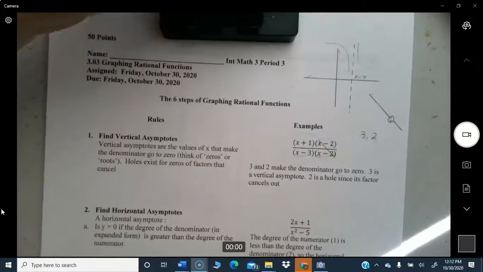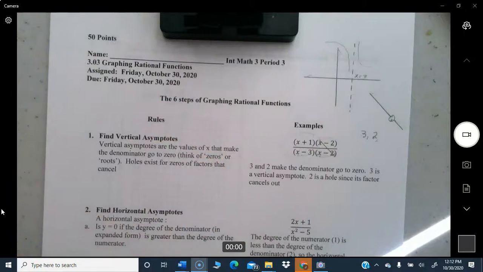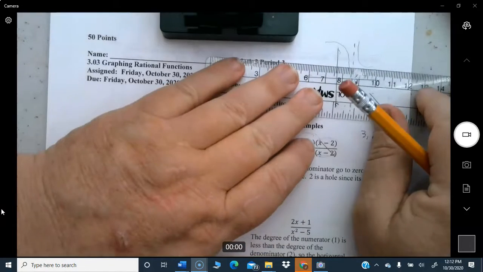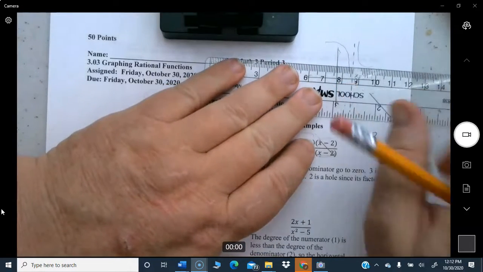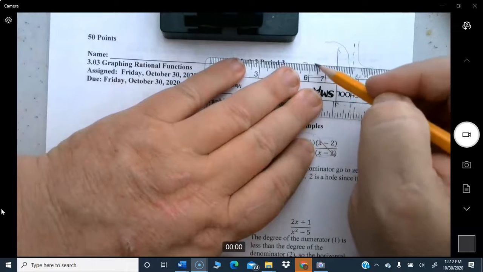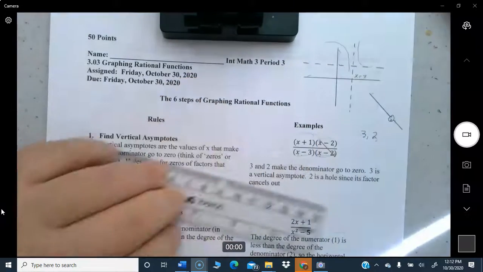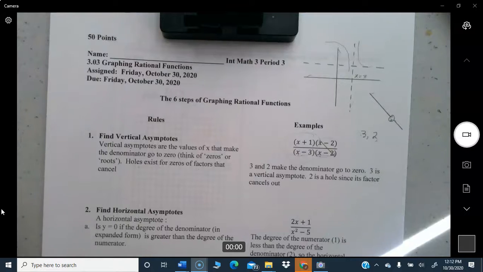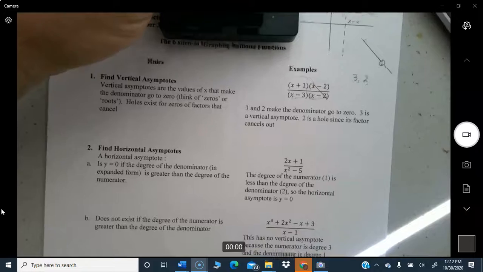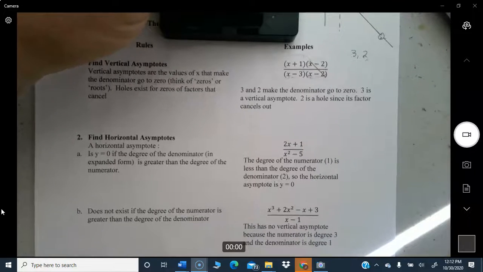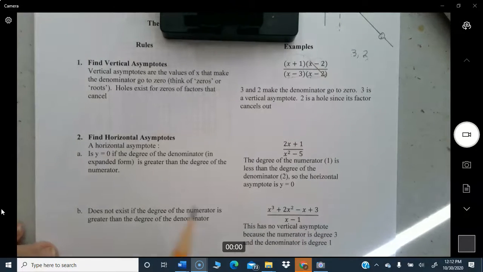Next, horizontal asymptotes. So horizontal asymptotes, if I use this same graph here, are asymptotes, and you draw them with dashed lines always, that go in the horizontal direction like that. Again, it's a line that the graph can't touch. So that would be horizontal. Now, how do you tell them? The rules for horizontal asymptotes are a little more involved, so let's go through them.